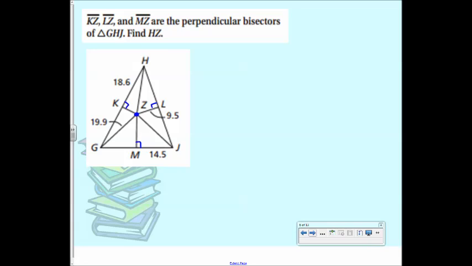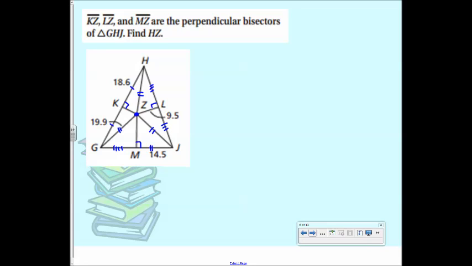So then which ones have to be congruent? Not KZ and ZL, those are the actual perpendicular bisectors. HZ, ZG, and ZJ, because those are the lines from the circumcenter out to the vertices. So those have to be congruent. And you also know that KH is congruent to KG, HL is congruent to LJ, and GM is congruent to MJ.